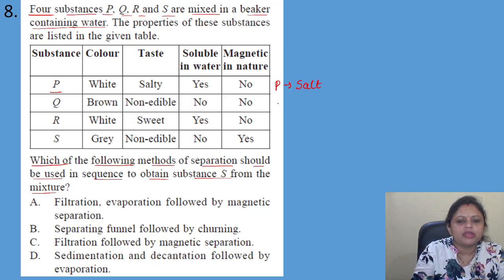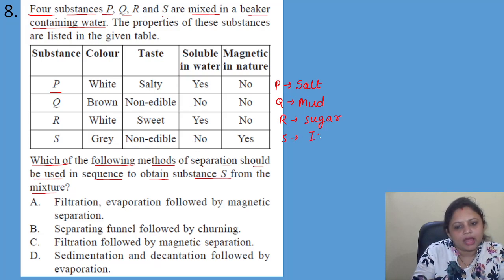Q: brown, non-edible, soluble in water, no. Magnetic in nature, no. So we can consider it as mud. R: white in color, sweet in taste, soluble in water, magnetic in nature, no. So R could be sugar. Then S: gray, non-edible, soluble in water, no. Magnetic in nature, yes. So S could be iron.